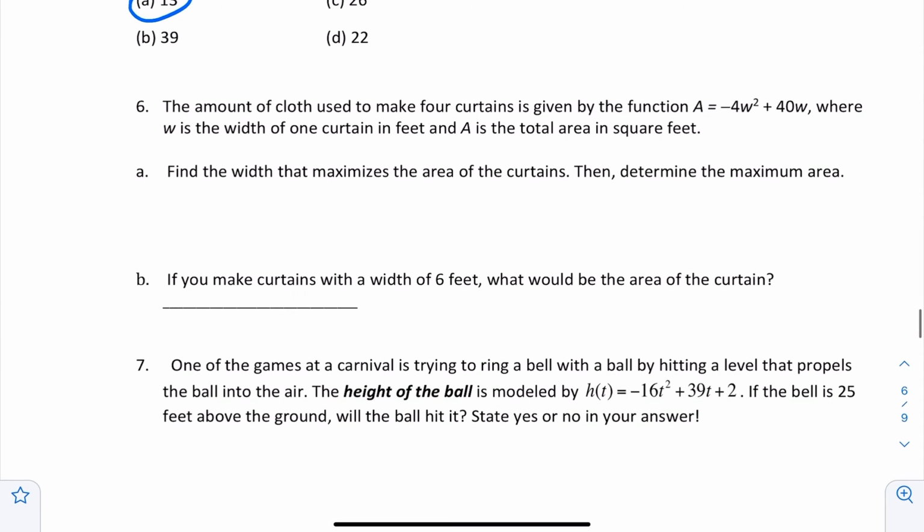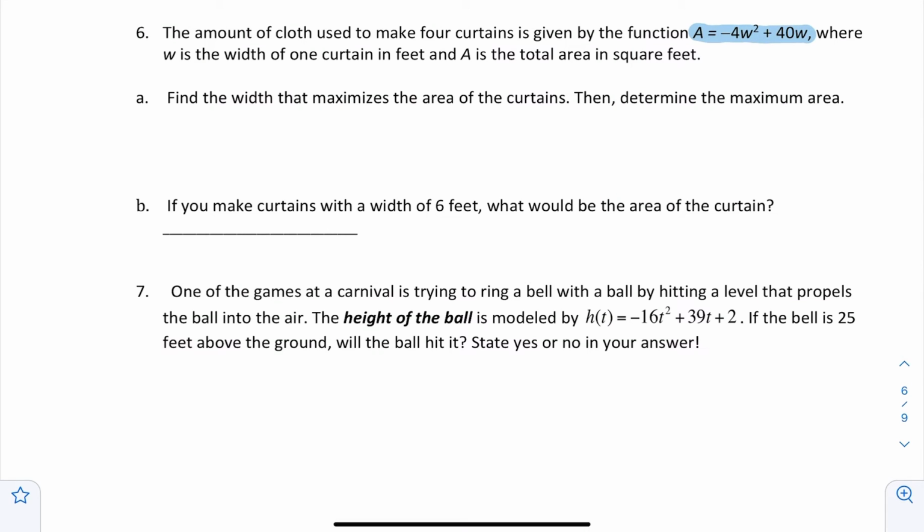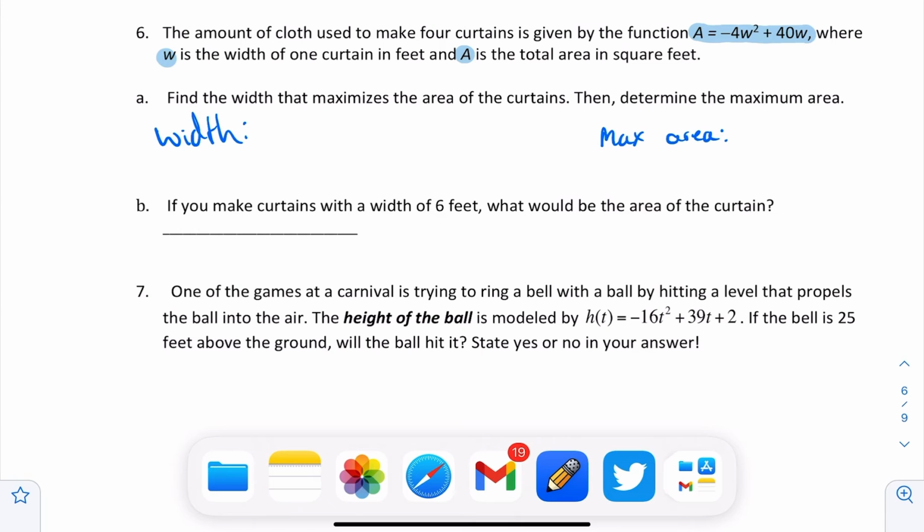So looking at number 6, it says that the amount of cloth that is used to make 4 curtains is given by a function. You can read the function. It's right here. Where W is the width of one curtain and A is the area in square feet. It says find the width that maximizes the area of the curtains, then determine what the maximum area is. So W is the width, A is the total area. I want the width that maximizes the area, and then I want the maximum area. Those are the two values, and they should be my vertex when I graph this.